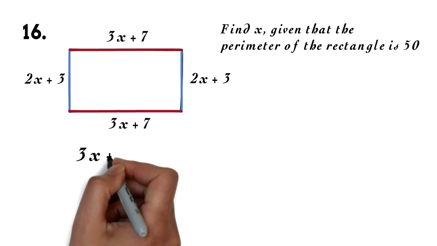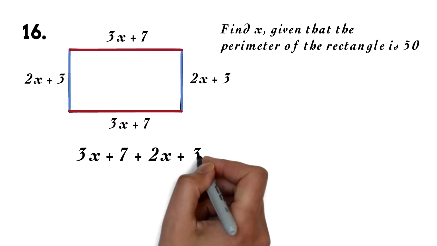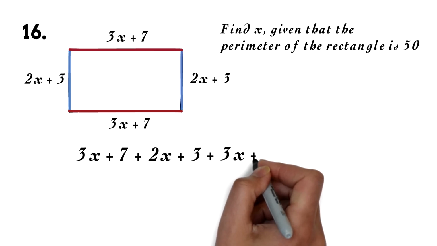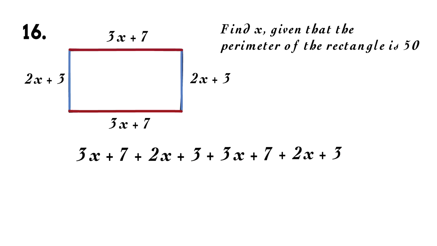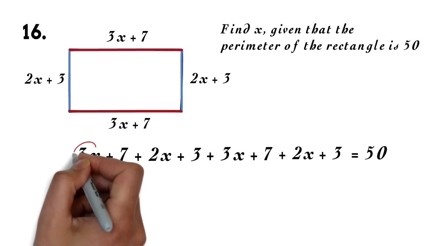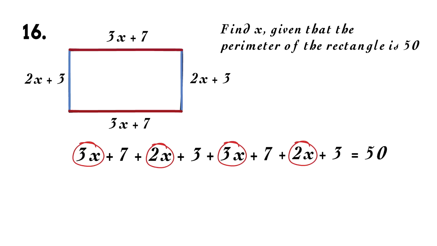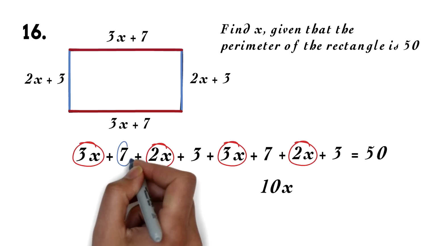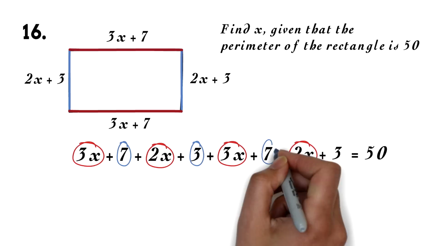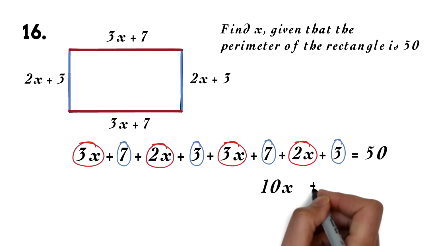We have 3x plus 7 plus 2x plus 3 plus 3x plus 7 plus 2x plus 3. This is equal to 50. We can add all the x terms. 3x plus 2x plus 3x plus 2x. This will give us 10x. We can add the numbers. 7 plus 3 plus 7 plus 3. This will give us 20.